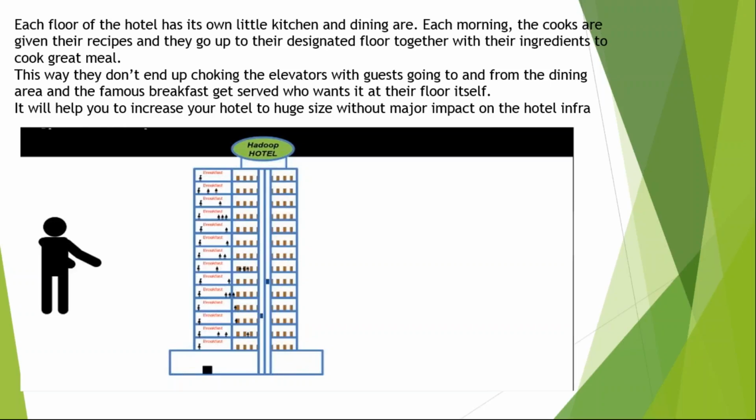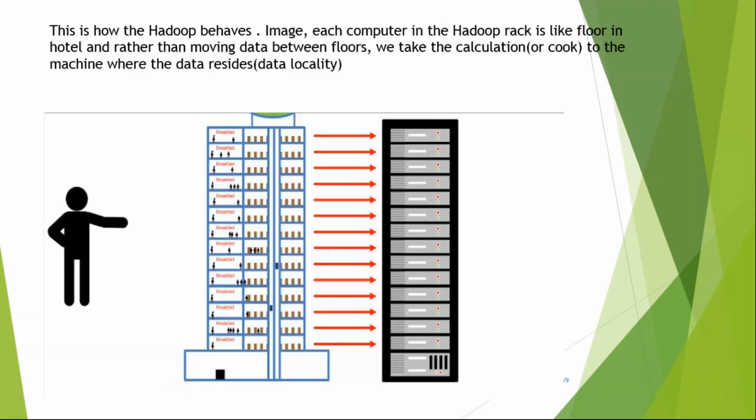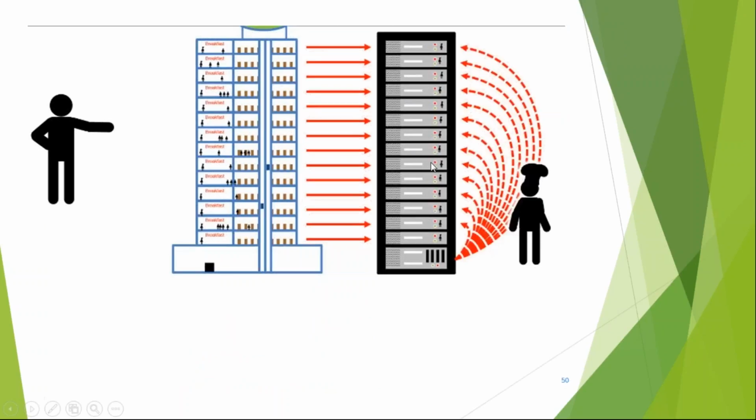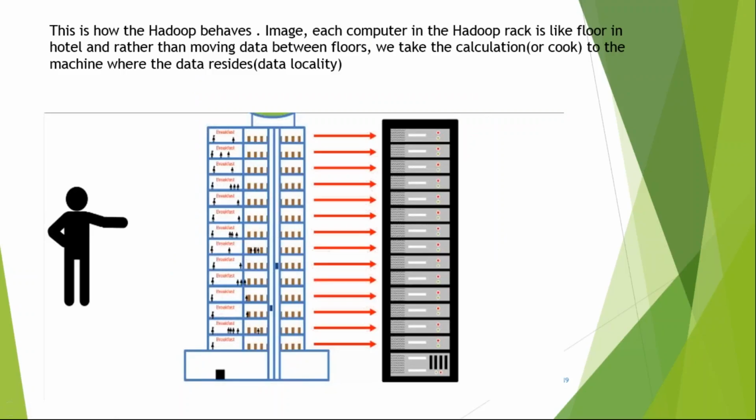Moving data is a costly operation. Let's compare with that. Your floors are nothing but each one computer in each one rack. This is a single rack and this is a single computer. Each floor is a computer in a Hadoop rack, and moving data between floors is nothing but moving data from one rack to another rack for processing the data.